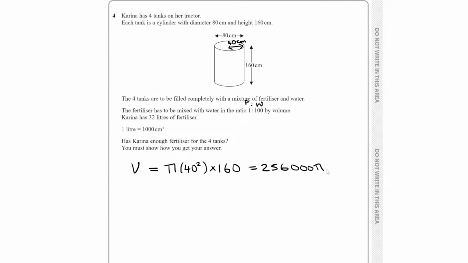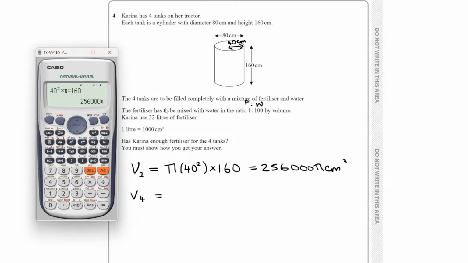Now, also, don't forget that that is only one tank, isn't it? Here, there's 4 tanks. So we would have to take that and times it by 4, wouldn't we? So that's fairly straightforward, but it's just not forgetting any of those details. So take your answer, times it by 4. Now, they haven't given it to us in terms of pi this time, so I might just write the whole thing out. Or you could just times the 256,000 by 4 if you wanted, and then put a pi on the end.